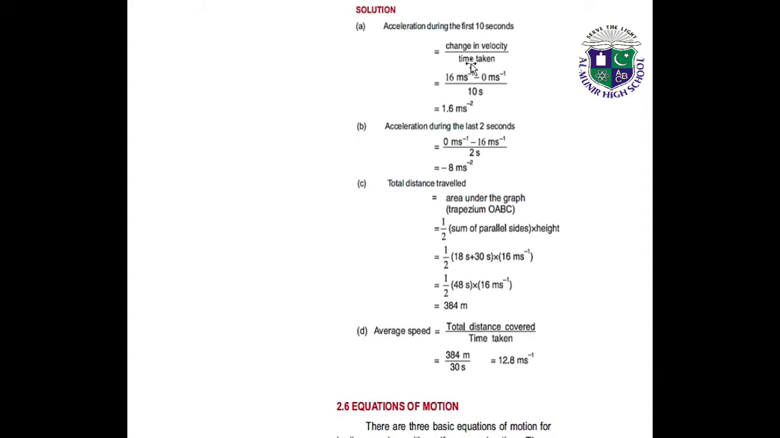Solution: acceleration during the first 10 seconds. Here we have this formula to find the acceleration, and by putting the values, the answer will be 1.6 meter per second square. Acceleration during the last 2 seconds, from 16 to 0, the answer will be negative acceleration. It shows the deceleration, minus 8 meter per second squared. Total distance traveled is the area under the graph OABC, half the sum of parallel sides into height. By putting the values, we will get the total distance traveled. Average speed is total distance covered over time taken.